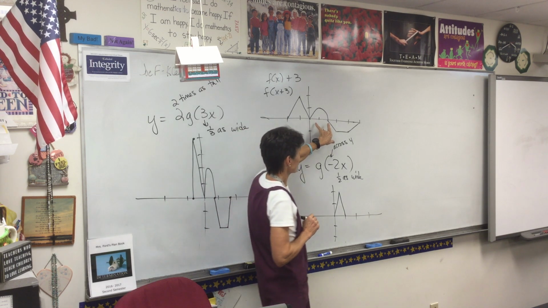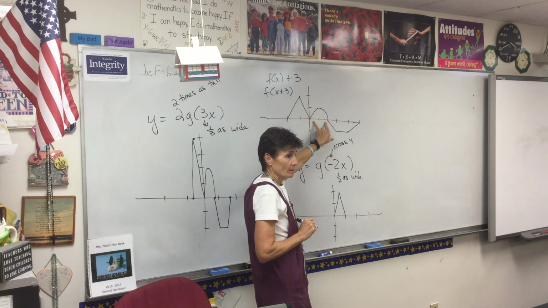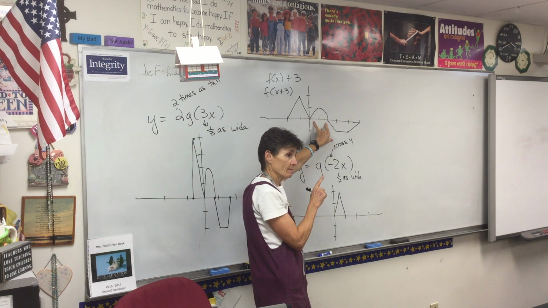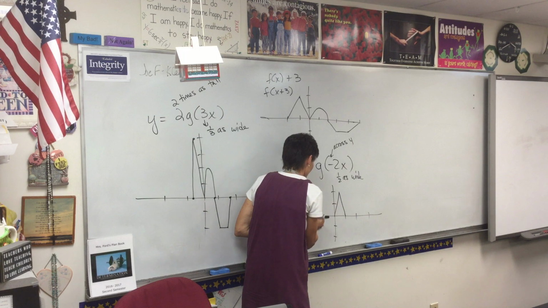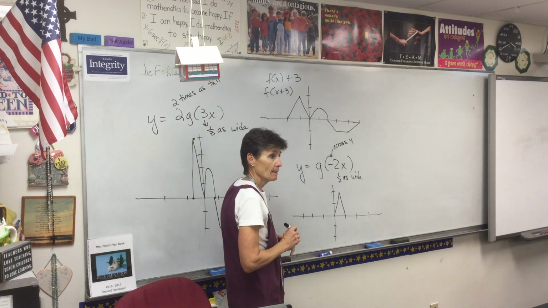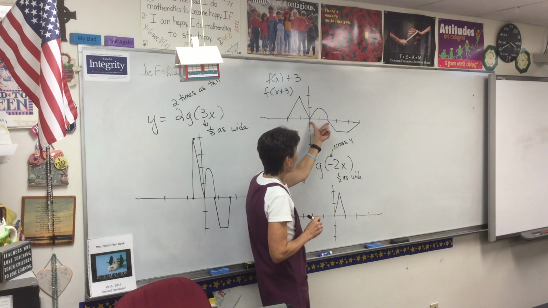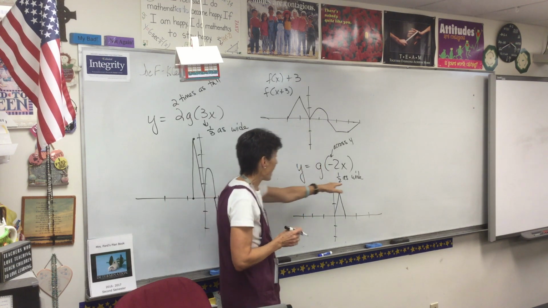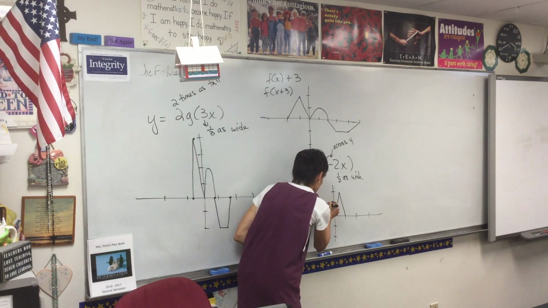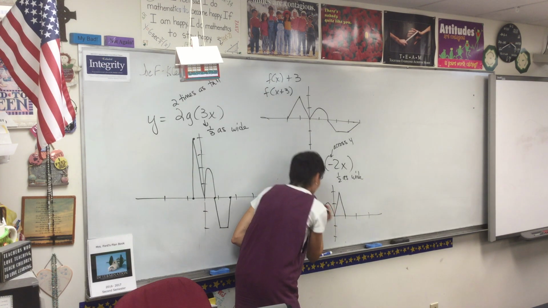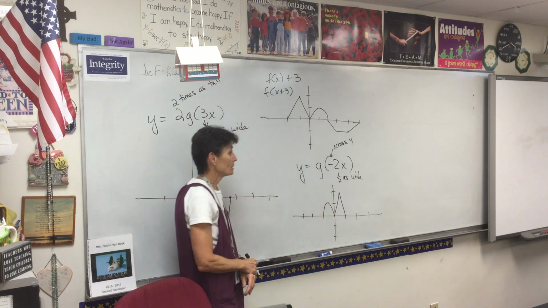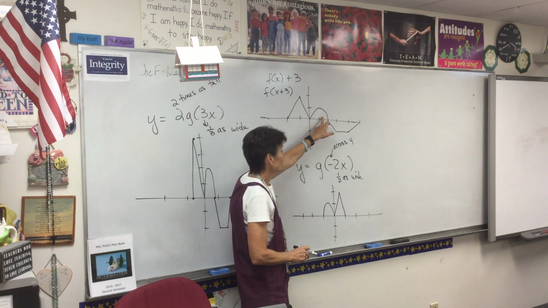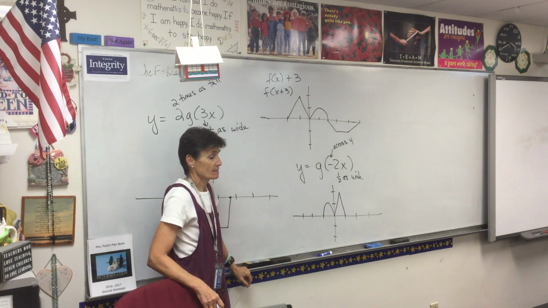Now let's look at the semicircle. He's on the right, so I'm going to actually draw him over here on the left, right? How wide is he originally? 2. He got halved. So he is going to be 1 wide. So there's my semicircle. 1 wide on the other side of the y-axis.